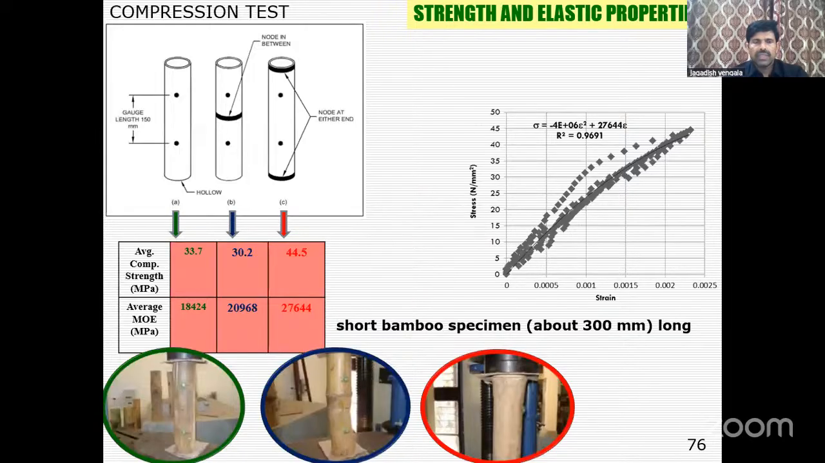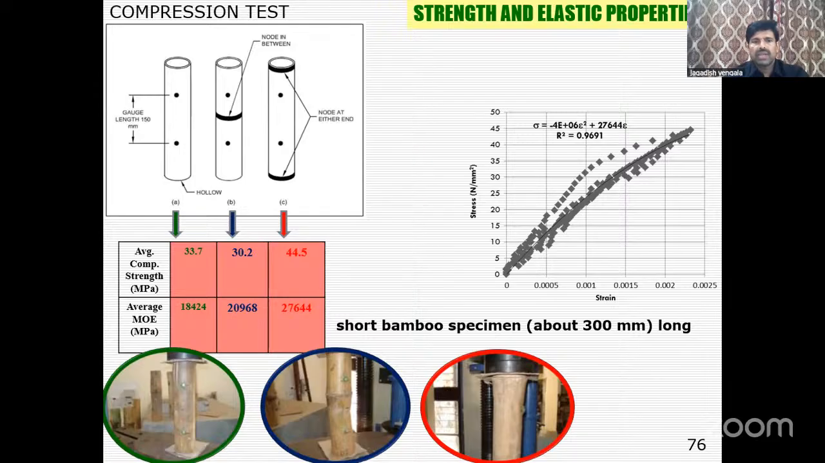So as I mentioned earlier, for bolt testing also, we have taken consideration of with and without node, right? So here also, when we do the compression test, 1 feet bamboo, 300 mm bamboo, we took it, one is with and one is without node, applied the compressive load. Load by area will get the compressive strength.